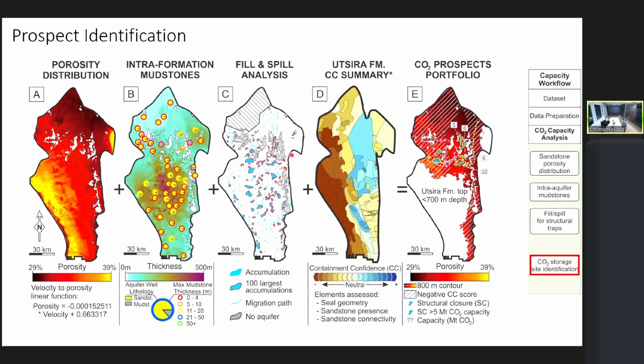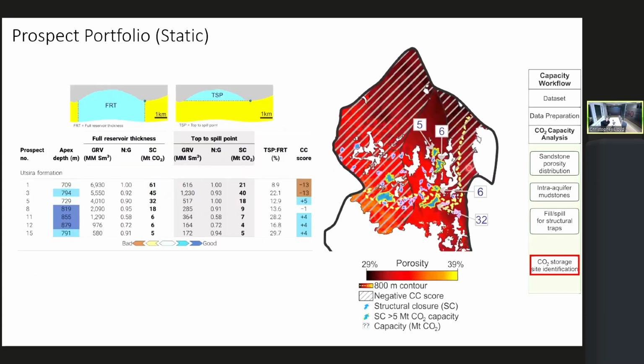But we didn't want to do that for every closure. We just wanted to do it in the area that was suitable for storage. So we integrated the capacity assessment with the containment assessment, and then we identified our prospects within the suitable area. So we had 4 main prospects here. Their storage capacities are shown in these numbers for the full reservoir thickness.